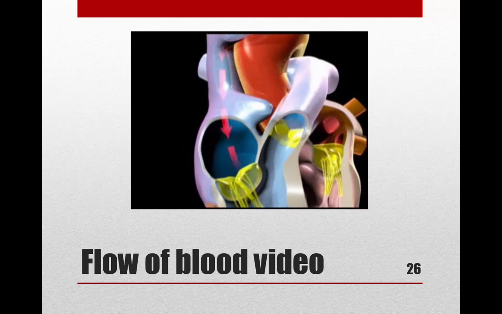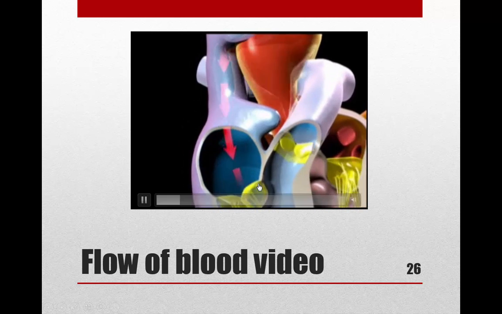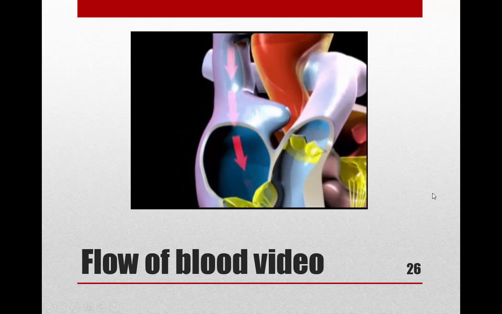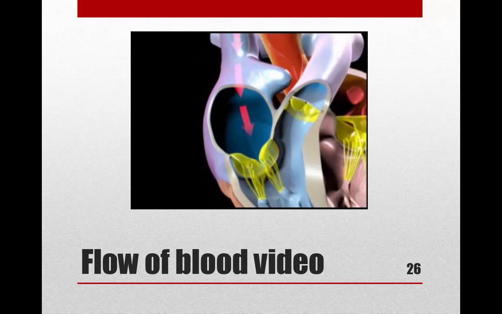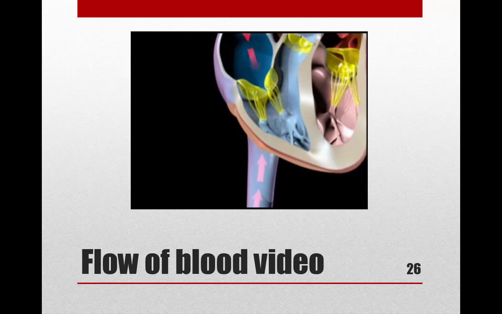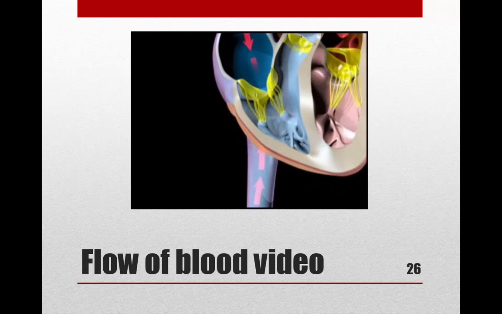Blood returning from the upper part of the body is delivered to the right atrium of the heart by the superior vena cava, one of the body's 2 largest veins, while blood returning from the lower part of the body is delivered to the right atrium by the other major vein, the inferior vena cava.